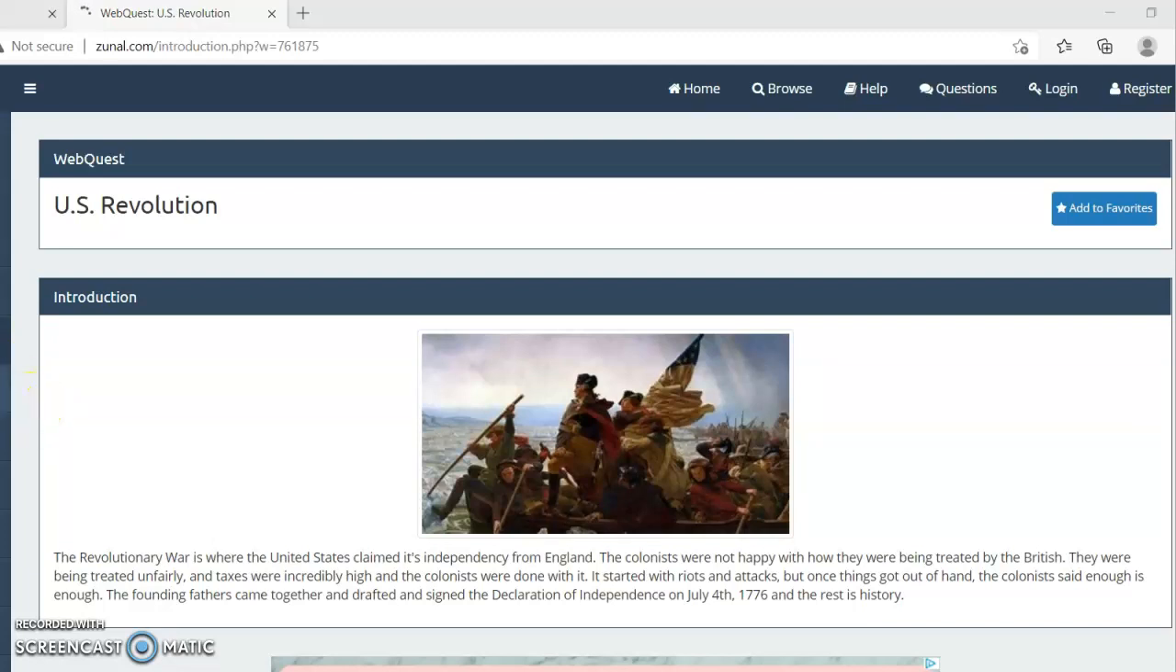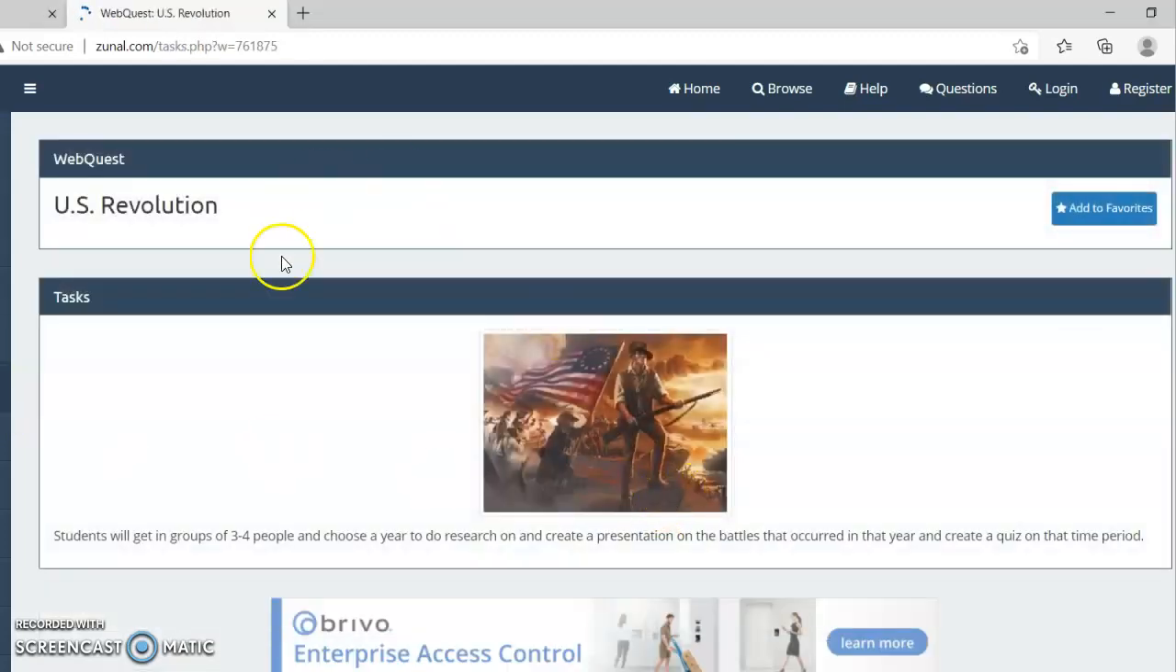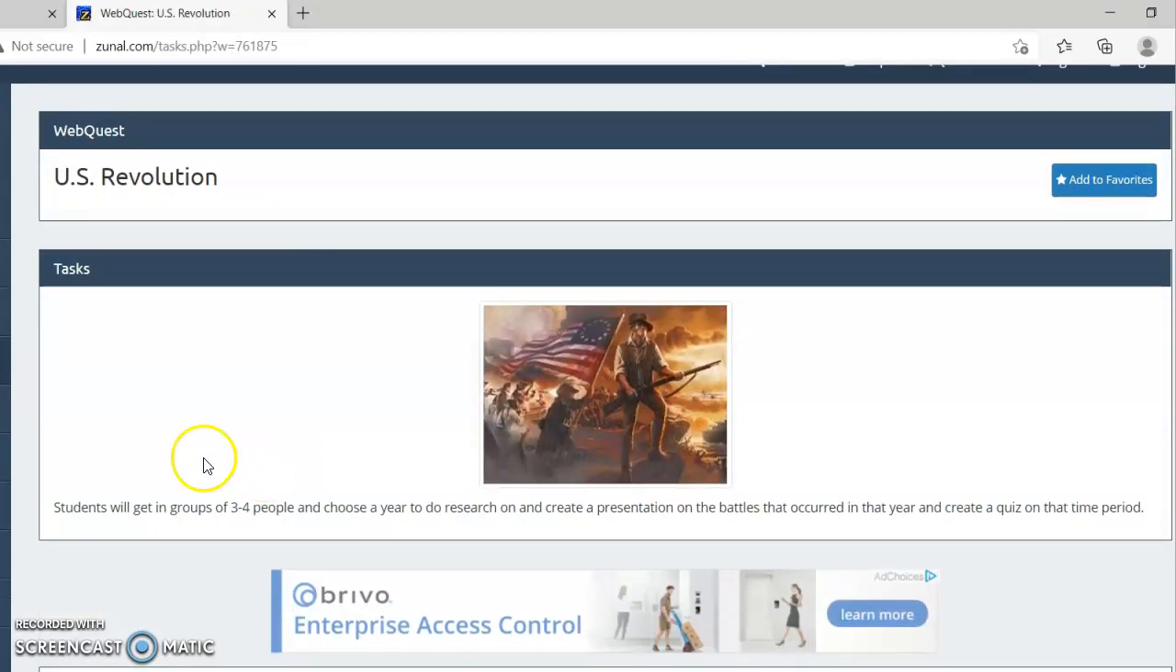Going on to our tasks, if it'll load. Basically, students get in groups of 3 to 4, choose a year that occurred during the Revolutionary War, do research and create a presentation on the battles that occurred in that year, and then create a quiz on the presentation and research for their fellow students to do.